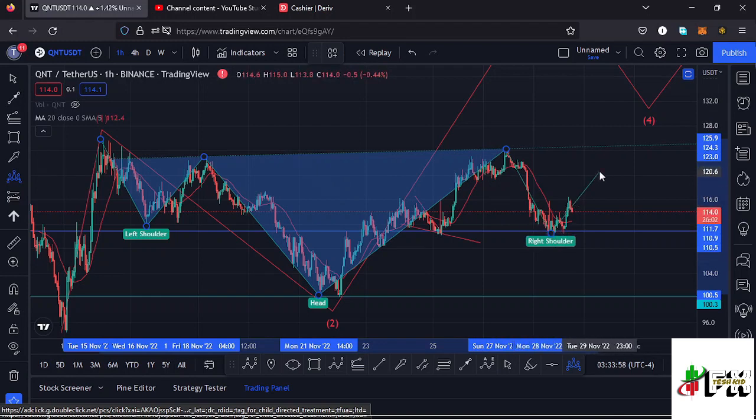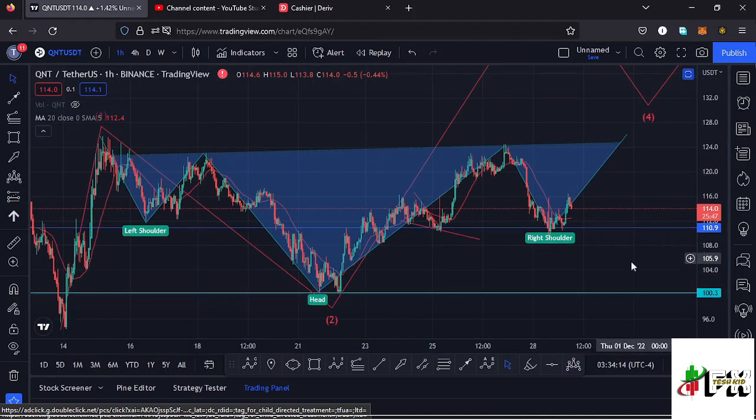After getting support at around the $111.7 mark, in case we continue pushing higher and get back to around the $124 mark, then that will be completing the formation of this inverse head and shoulders pattern. After that, I'll be expecting a very nice breakout to the upper side, having the target area of the breakout as the height between the neckline and the head.